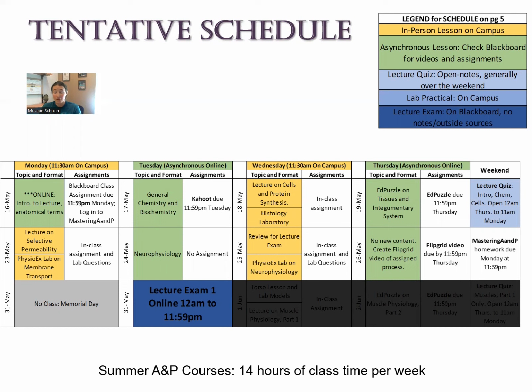The class assignments are never graded for accuracy, as long as you do all of it. So you answer every question on the Kahoot, you answer all of the Edpuzzle questions, you show up to class, and you do whatever we do together, you will receive full credit. Mastering A&P is the only assignment, not assessment, but assignment, that is graded for accuracy.